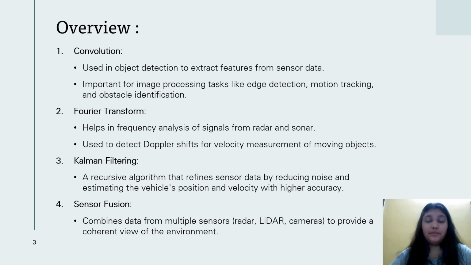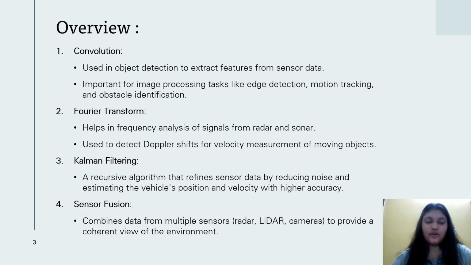Overview. These are the major signal processing techniques used in autonomous vehicles. First, convolution. It is used in object detection to extract features from sensor data. It is also important for image processing tasks like edge detection, motion tracking, and obstacle identification.